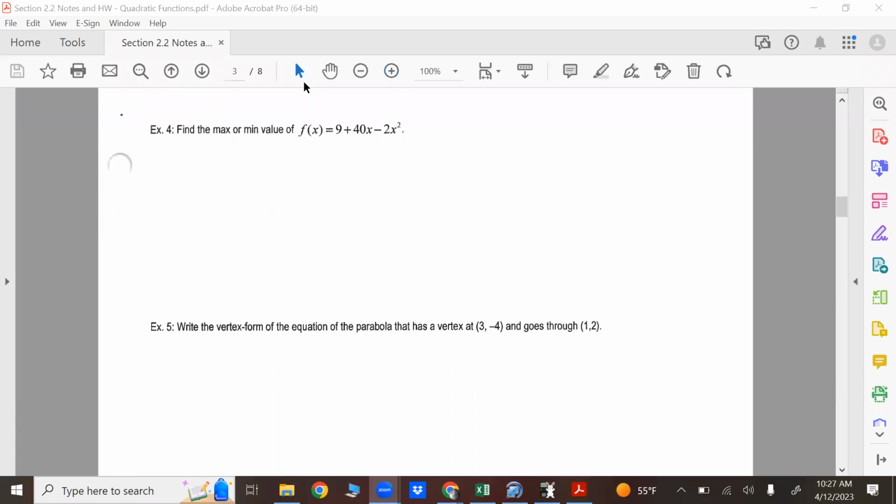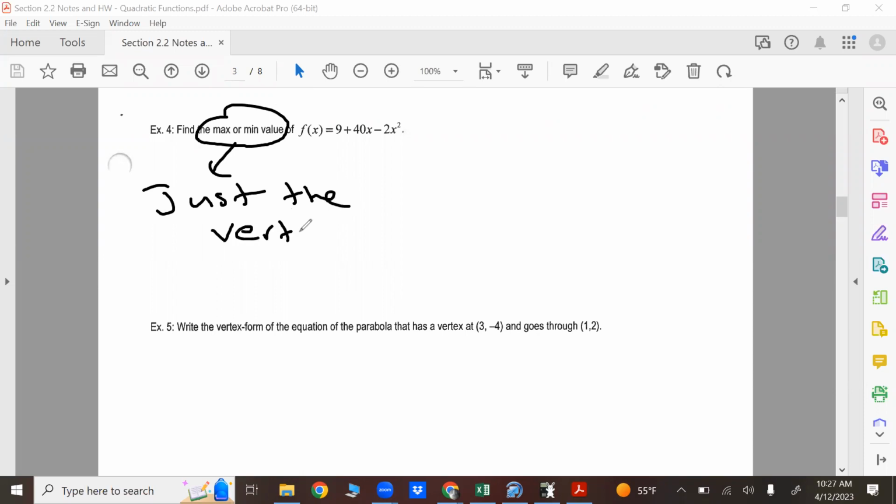Okay, so here they're asking you to find the max or min value. That's just the vertex, just so you know. And how is this going to open, by the way, up or down? Given that you have a -2x squared, what do you guys think? Down. Thank you, Claire. Opens down. So then the vertex will be a max in this case.